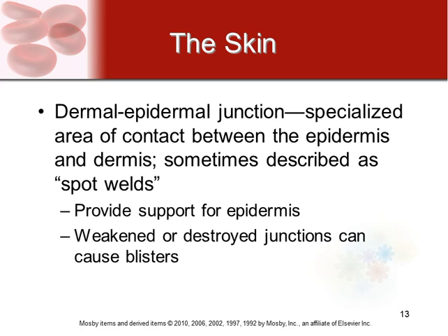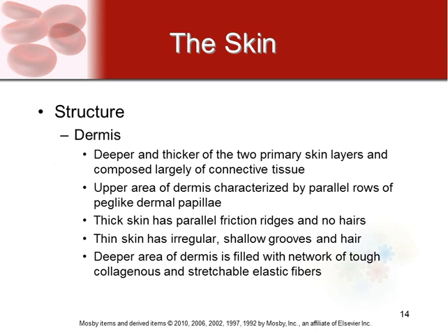So your epidermis and your dermis have a little junction area, and it's a special area of connection between the two layers. Sometimes it's described as having spot welds, and that's because the dermis provides support for your epidermis, and anything that causes a weakened or destroyed junction there is actually what causes a blister. And that's why your blister seems closed. It's because your epidermis on the outside is still totally intact, but you've damaged where it holds on to your dermis. So it creates that little blister, that little pocket of fluid in between those two layers.